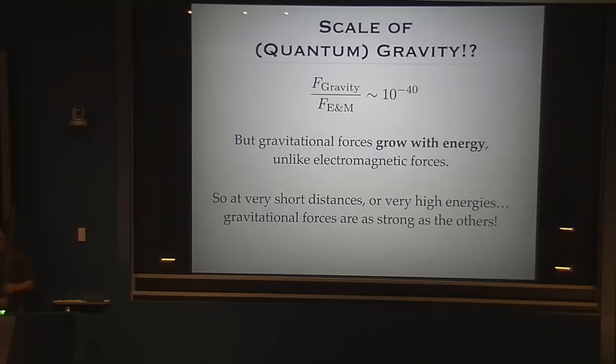But the fact that it's very, very weak suggests that it's actually associated fundamentally with very short distances or very high energies. One way of saying this is that unlike electromagnetism, gravitational forces get bigger when energies get bigger. So in other words, the sun pulls on us a lot more than the Earth does if we're the same distance from the sun as we were from the Earth. If you have more and more mass or more and more energy, then gravitational forces get stronger and stronger. So you could ask, at what point do you have enough energy so that gravity is just as strong as electromagnetism? That motivates asking about very high energies or very short distances.